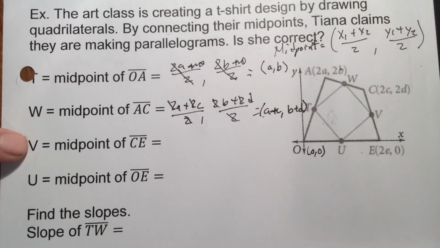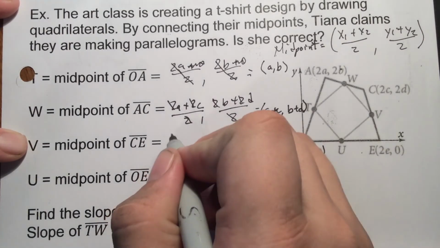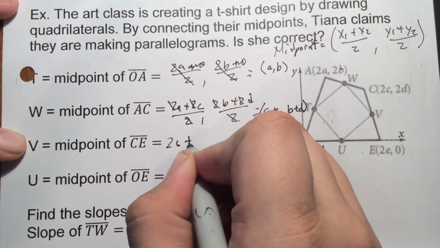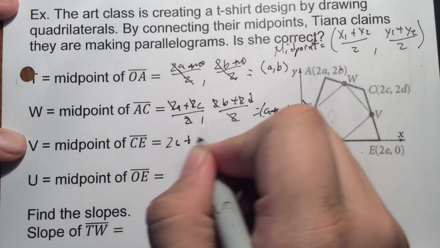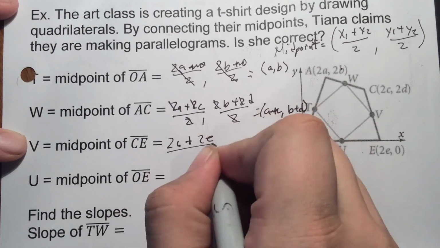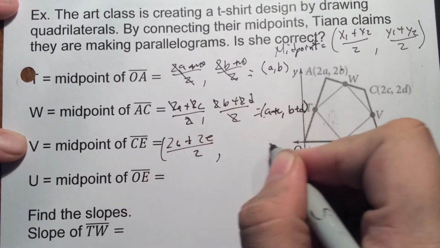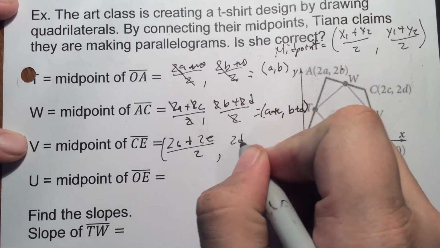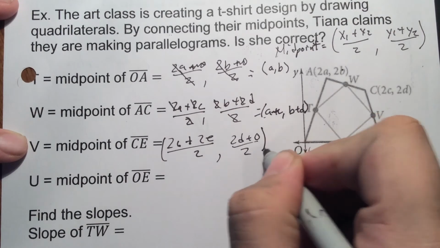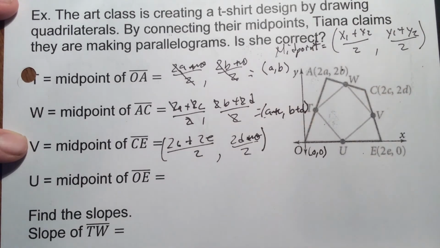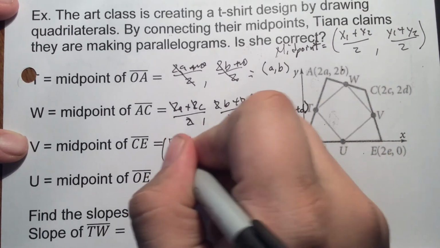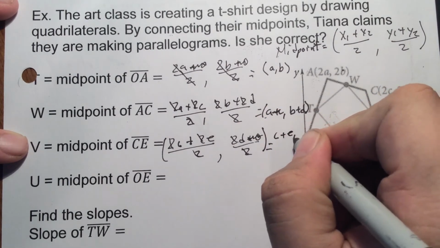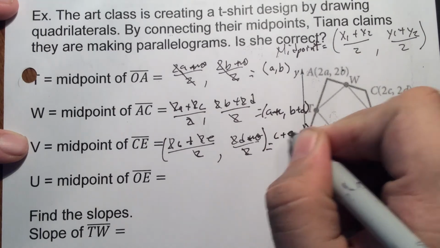It'll be fine. V, over here, we're going to be between C and E. So 2c plus 2e over 2. The other side, we're going to have 2d plus 0 over 2. So again, anything added to 0 goes away, and then we can cancel our 2's out. So we're going to be left with c plus e, comma, d.